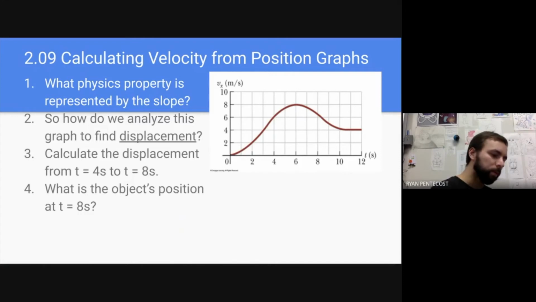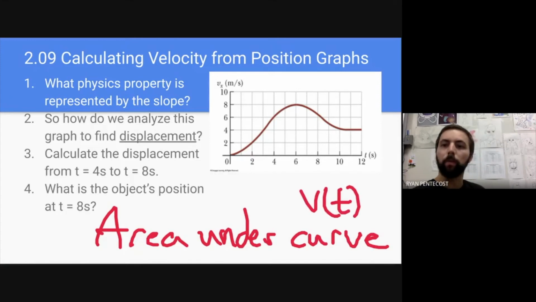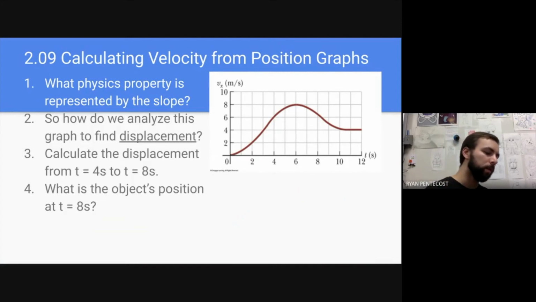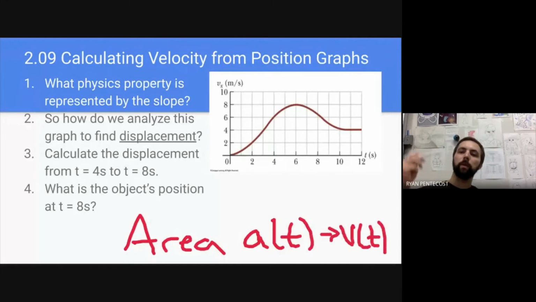So for number 2, the area under the curve, and this is for a v of t function, that will give you displacement or change in position, right? If we did the area under the curve for an acceleration graph, that would yield velocity. So there's one way to go from position, velocity, acceleration, find the slope. If you want acceleration, velocity, position, find the area.